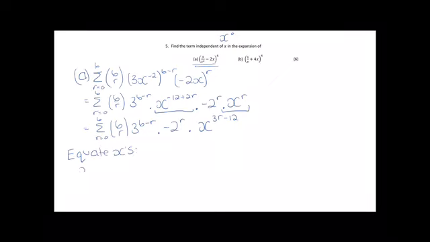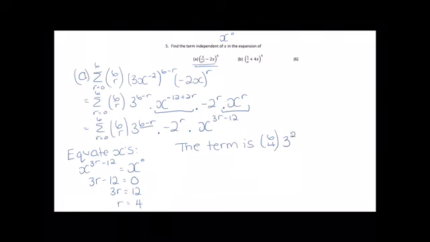So we got to the point where we had x to the power 3r minus 12, and we're interested in when x to the power 0 happens. So we've got 3r minus 12 equals 0. 3r must be equal to 12, so that means r must be equal to 4. So the term that we're looking at is 6 choose 4. 3 to the power, so 6 minus 4 gives us 2.